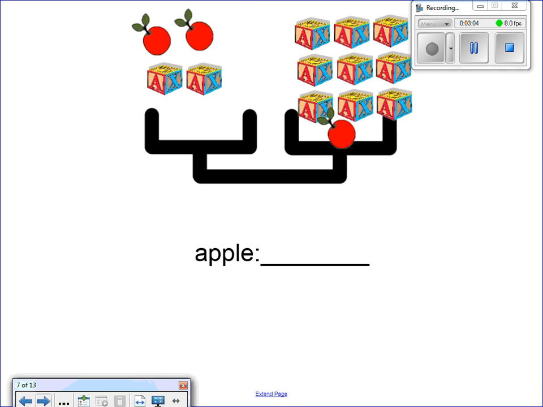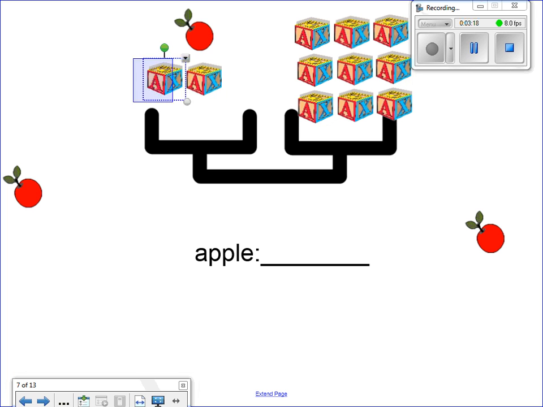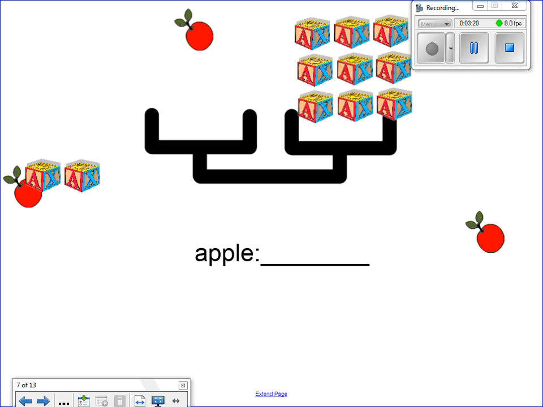Take a look here. I have apples and I have blocks. I want to know what 1 apple weighs in blocks. Well, what can I take away? I can take away 1 apple from each side. Can't take any more apples. I can take away 2 blocks from each side.